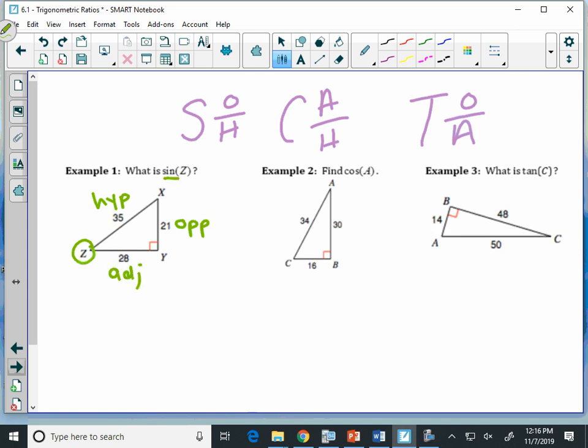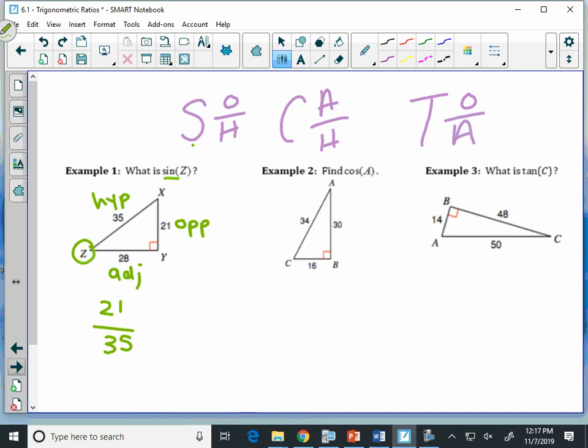I'm finding sine, so I go to S. Sine is opposite over hypotenuse. Well, what's our opposite? 21. What's our hypotenuse? 35. 21 over 35. You can leave it like that. That's totally fine. You don't have to simplify your fractions.